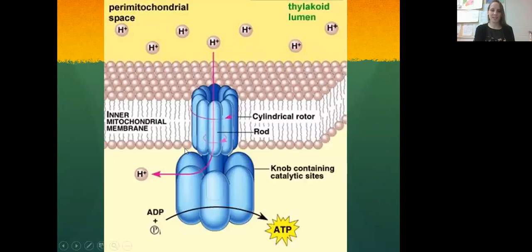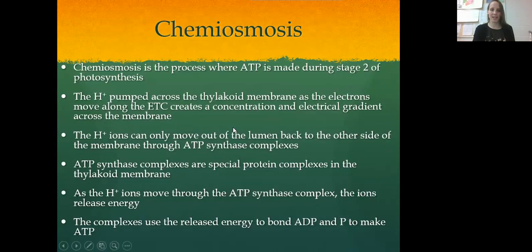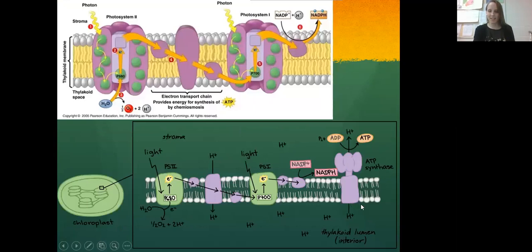Okay, so this is the weird looking molecule that we were looking at. Actually, I'll go back to the previous picture. This is it right here. So we have all those hydrogen ions that are built up in the thylakoid lumen. They have that stored electrochemical energy. Those hydrogen ions will diffuse out of the lumen back into the stroma through this ATP synthase complex. As the hydrogen ions diffuse out, they release some of that stored potential energy. That energy is then used to take a phosphate, bind it to an ADP to create an ATP.